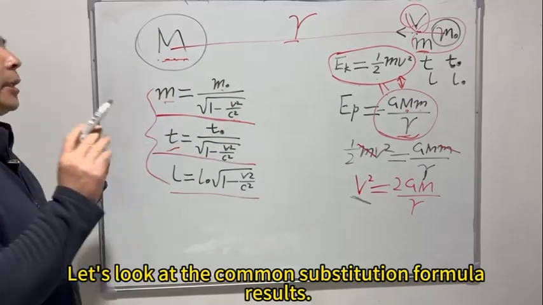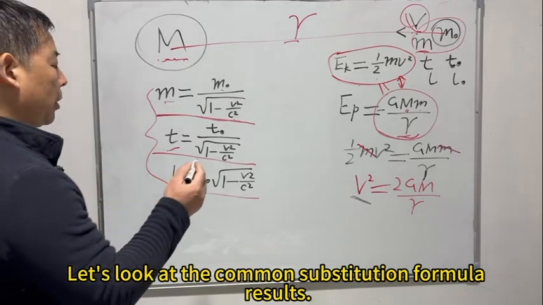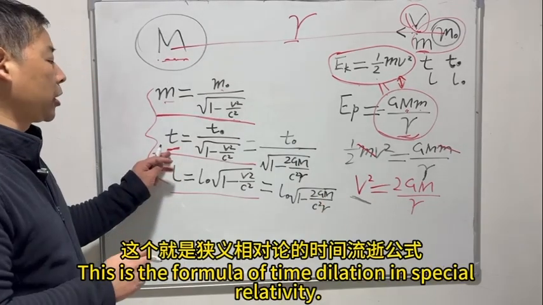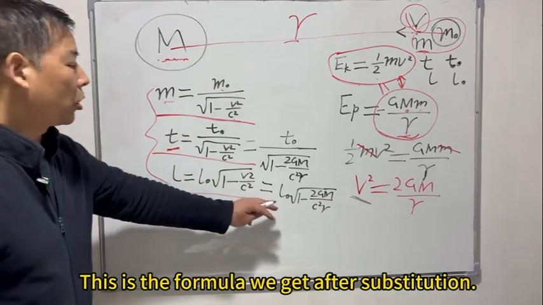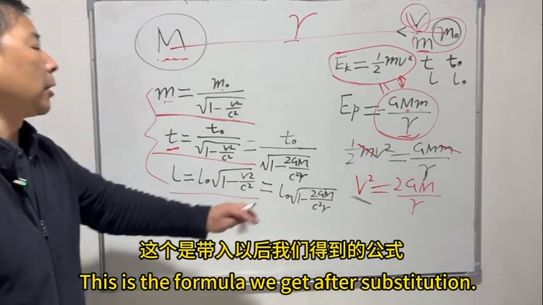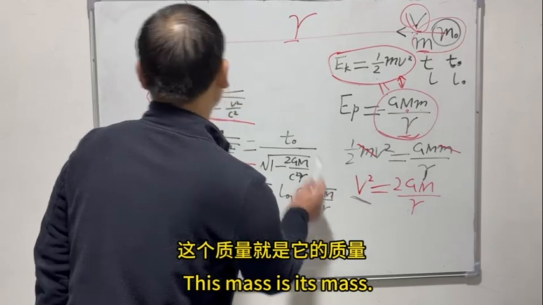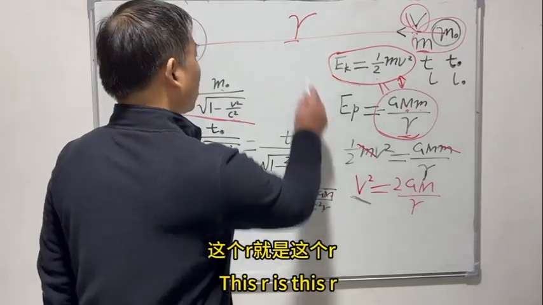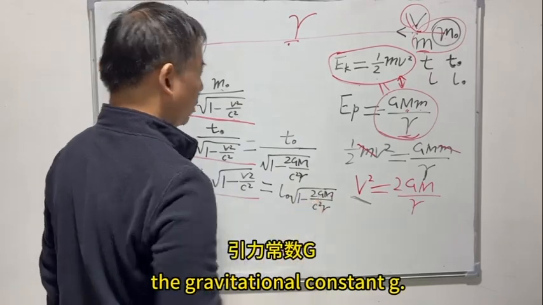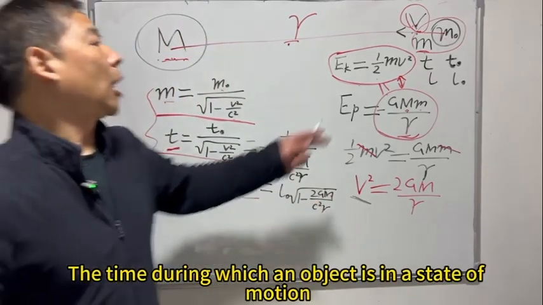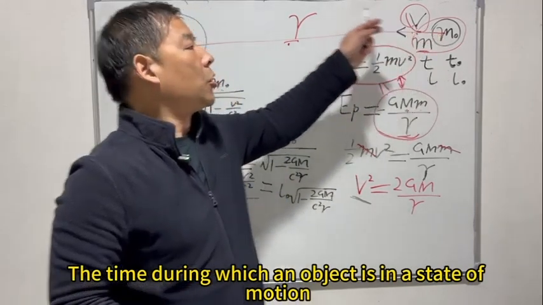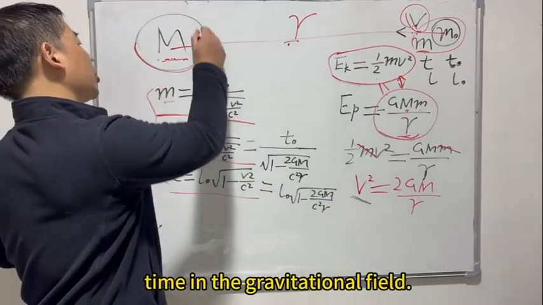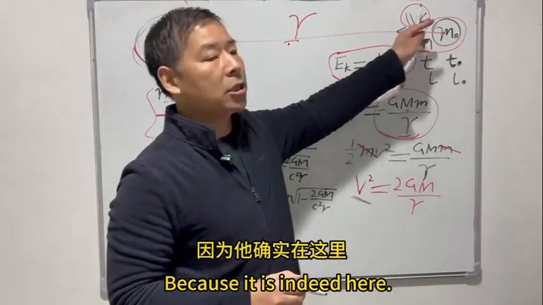Let's look at the common substitution formula results. For example, these two here. This is the formula of time dilation in special relativity. This is the formula we get after substitution. This mass is the mass of large celestial bodies. This r is this r, the gravitational constant is g, and the time during which an object is in a state of motion can actually be transformed into time in the gravitational field.